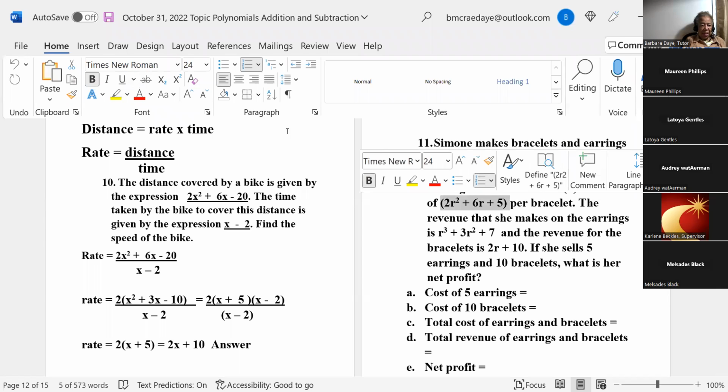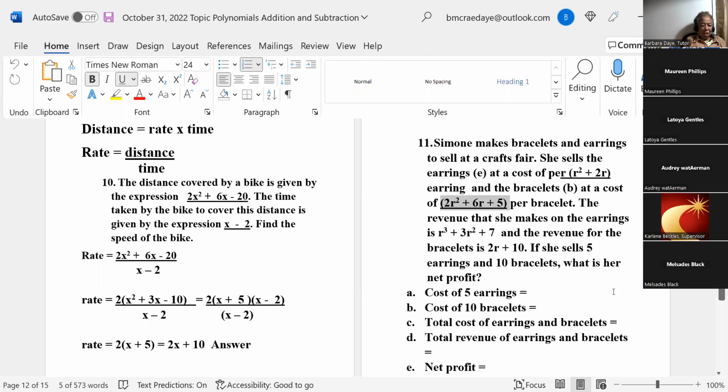So you need that. Yeah, 2r. You need to know she sells 5 earrings and 10 bracelets. So you need that, right? So I'm underlining what you need. The revenue she makes on the earrings, you need that. The revenue made on the earrings and the bracelets. Okay. So the third revenue, I'll just underline all this together. R squared plus 7. Okay. All right.